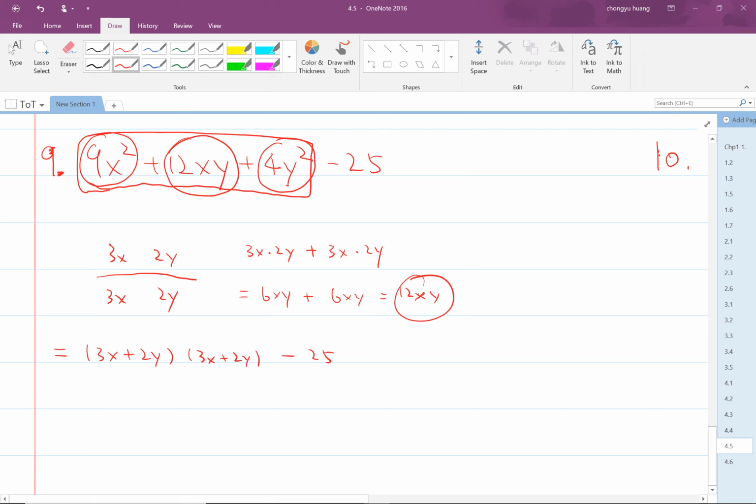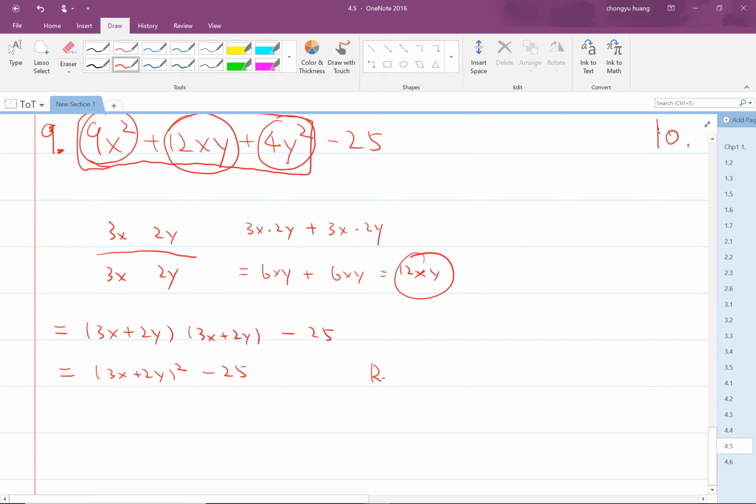And then we're going to simplify a little bit more. We have to factor out more. So 3x plus 2y, it just becomes squared, minus 25. So it becomes 3x plus 2y squared minus 25. Over here you may be thinking, yeah, I'm done with the factoring. But actually we haven't finished the factoring yet.